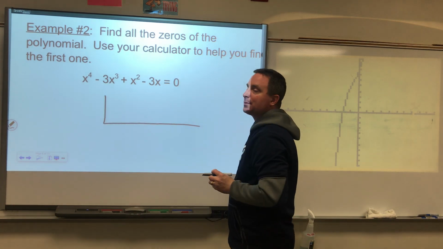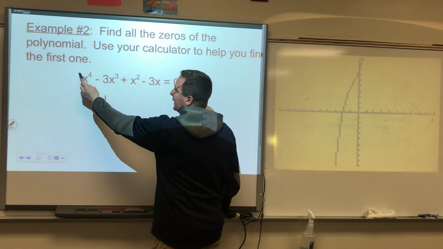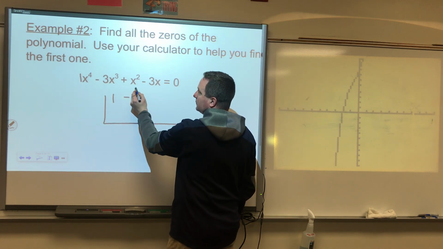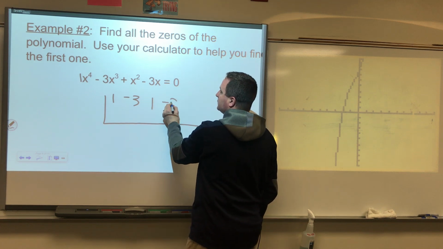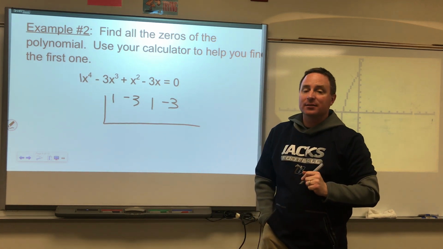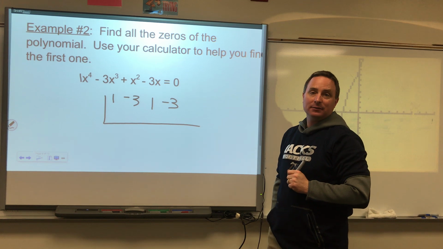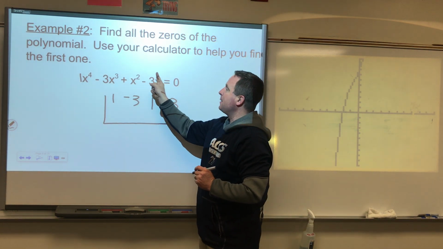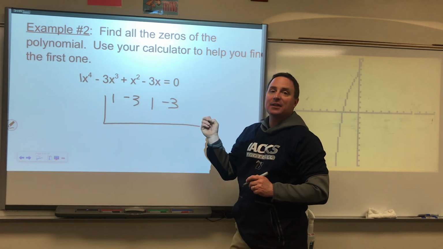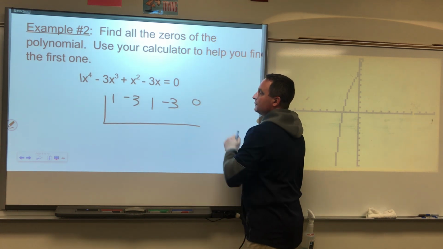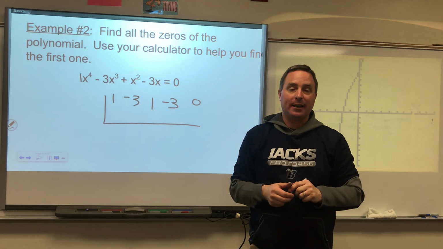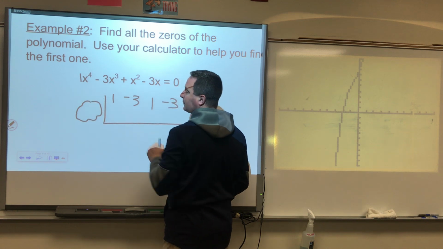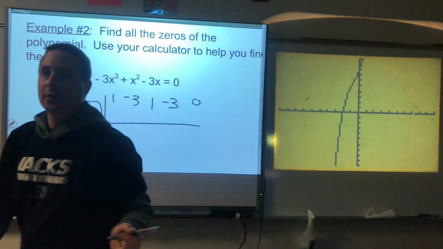Now this one's kind of a special one. If I do my setup, I have 1x to the 4th, -3x cubed, 1x squared, minus 3x, but it's missing something. What? Well, wait a minute. It has the 4th power, the 3rd power, the 2nd power, the 1st power. It's missing the constant at the very end. So I need to add a 0 at the very end. Okay, but all the terms have to be accounted for. Then I'm going to type this in my calculator.